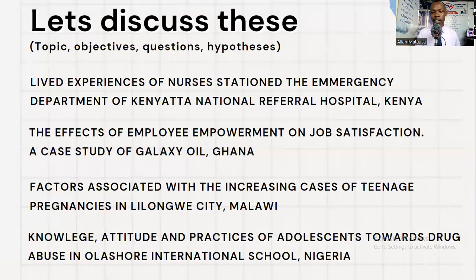If you had only associated teenage pregnancies with a single thing, for instance, school dropout, say school dropout and teenage pregnancies, or the impact of school dropout on teenage pregnancies, that would be an analytical study. It would have the independent variable. But if you say factors associated with increasing cases of teenage pregnancies, you're not specific. So even school dropout can just be one of them.